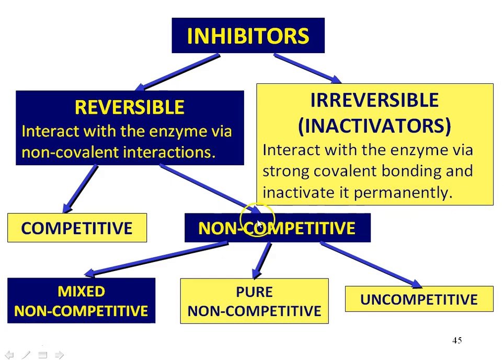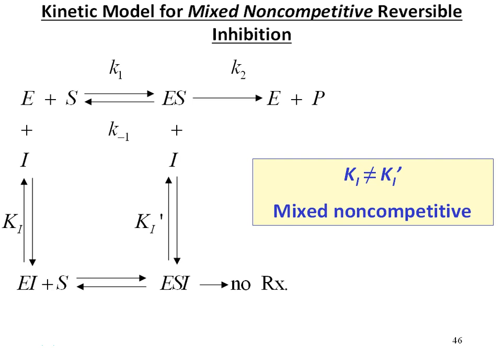So we're here in the taxonomy: non-competitive, under which the mixed non-competitive type. We'll start with that. So the kinetic model for the mixed non-competitive implies that the inhibitor can bind either the free enzyme, or it can bind to the enzyme that has already the substrate complexed with it. And it does that with different efficiency.